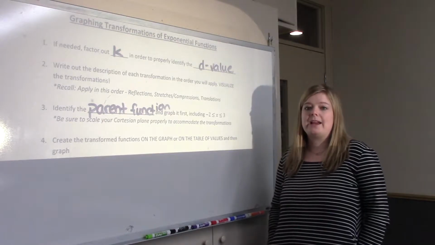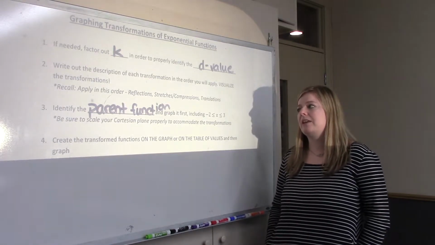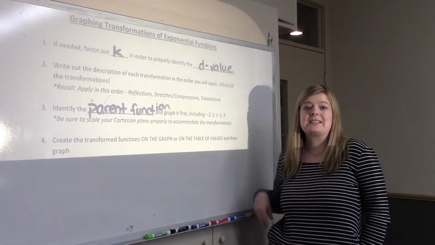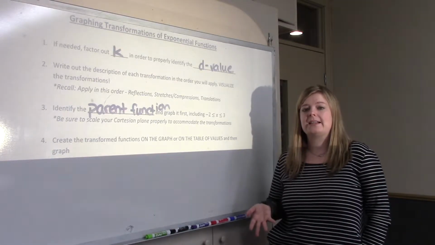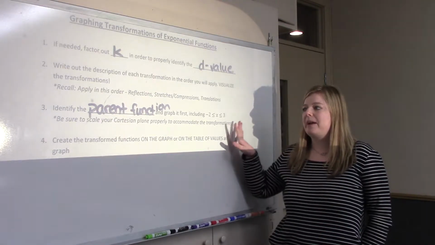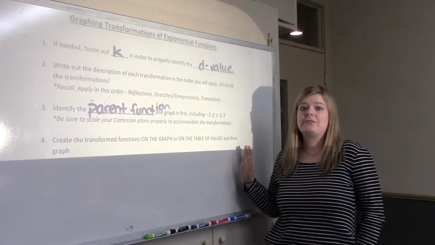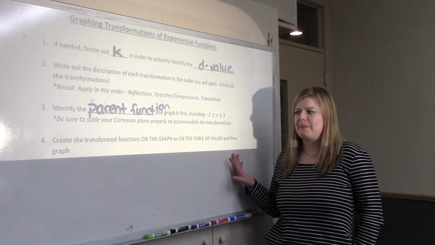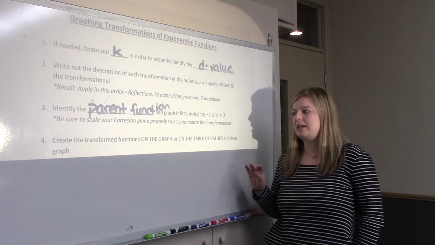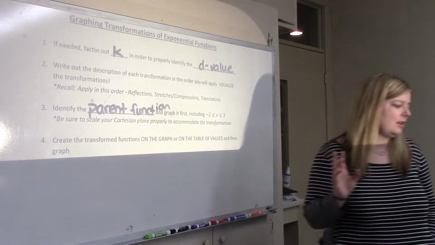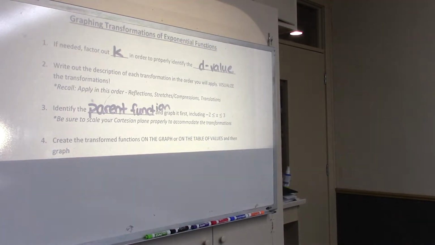And remember to apply it in this order: RST, reflections, stretches and compressions, and then translations. That's because of BEDMAS. Anything that's multiplied has to be done before anything that's added or subtracted. Then you identify the parent function. So that is different in an exponential function as compared to a non-exponential function. And then you create the transformed function either on the graph or on the table of values, and then you graph it. So you have two options.